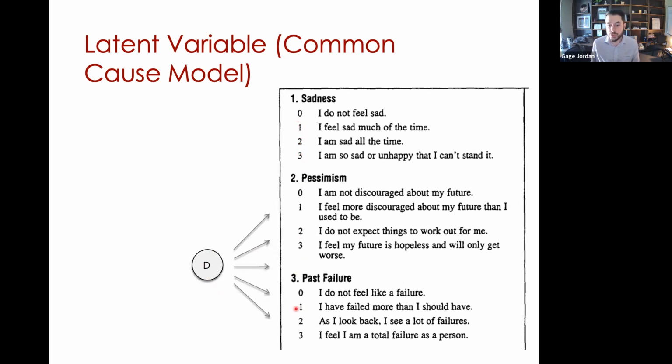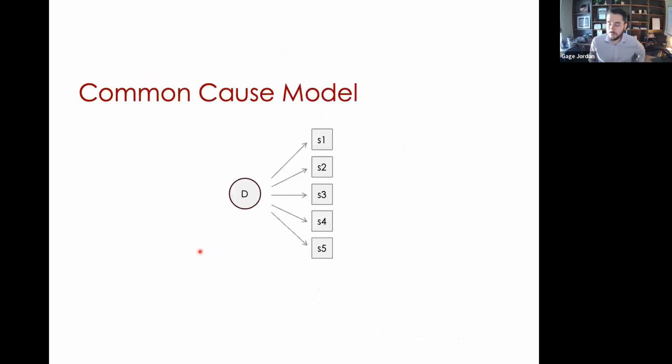Circle 3, circle 3, circle 3. That should give me some index of what the person's depression is, right? That thing that we're trying to tap into, but we can't really see it, right? We can't hold depression. We can't find depression under the microscope, so to speak.